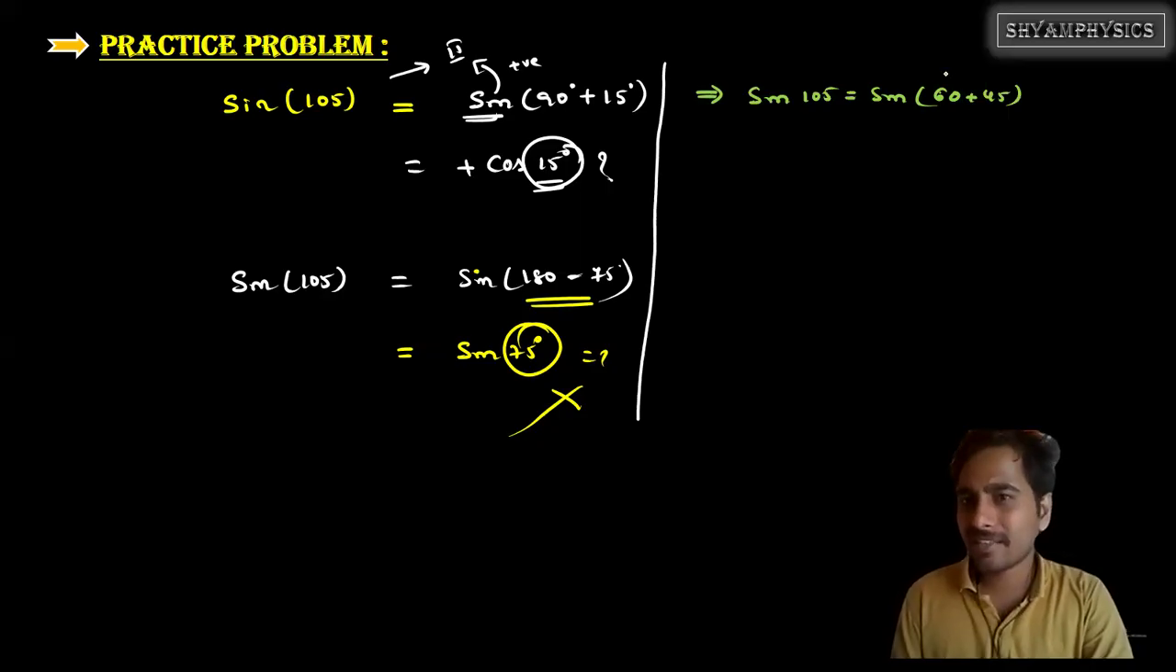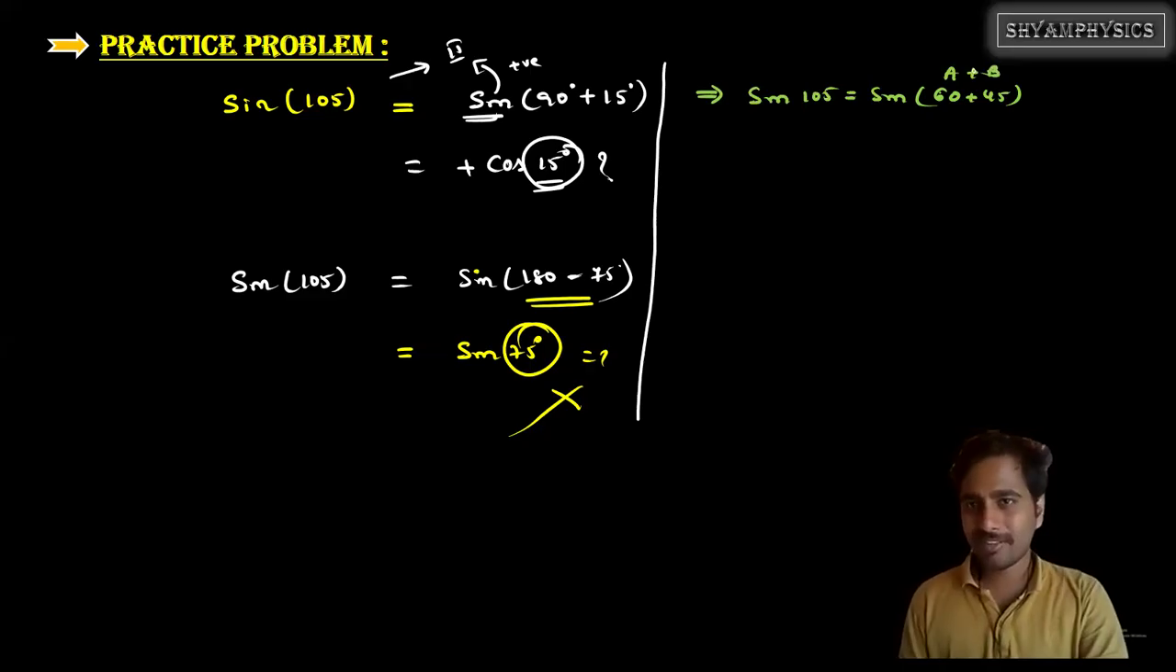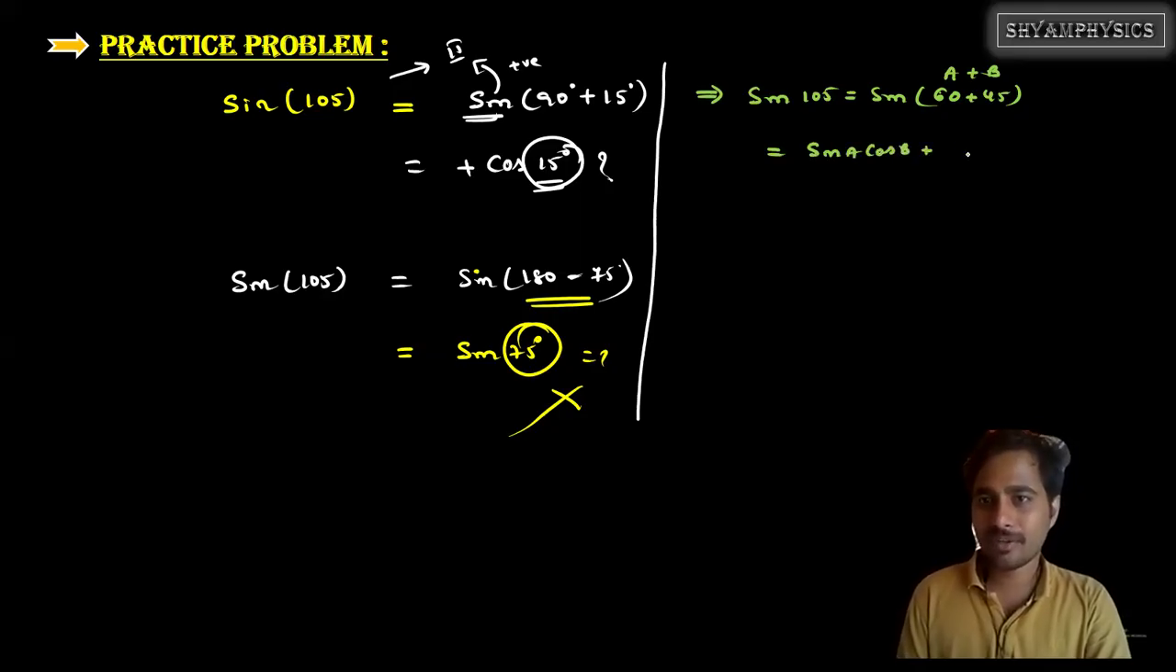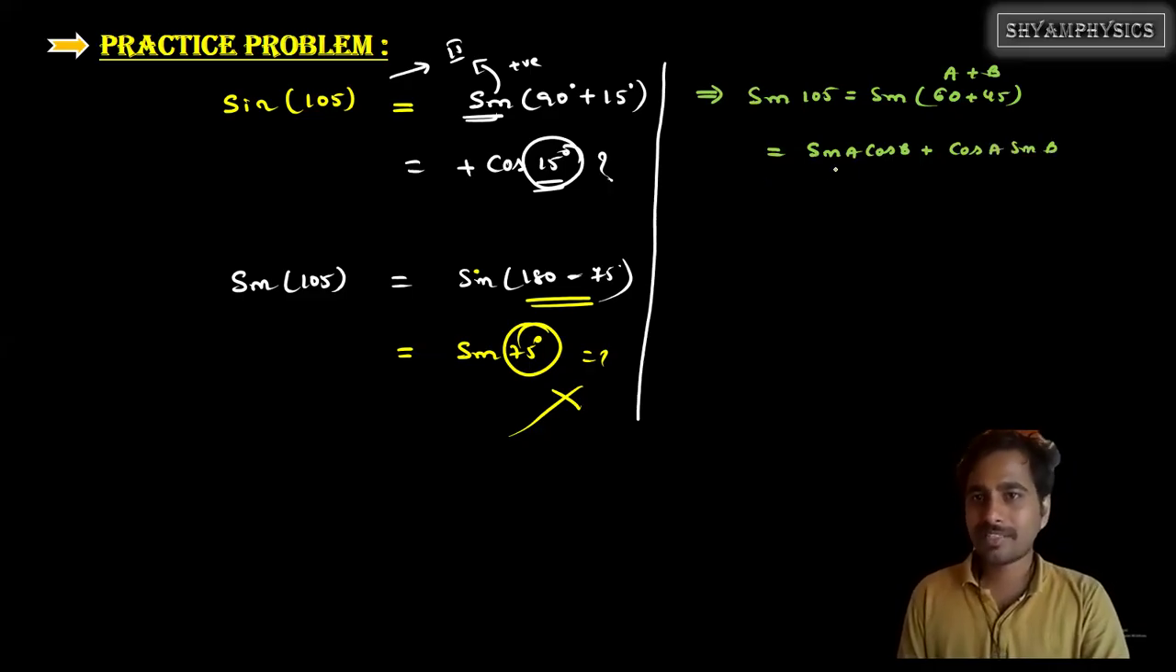How is it looking? Sir, it is looking like sine of a plus b. Very good. Now tell me, sine of a plus b formula is? Sir, it is very simple: sine a cos b plus cos a sine b. Substitute the values. Sine a means here sine 60. Sine 60 value is root 3 by 2. Cos b, cos 45, is 1 by root 2.